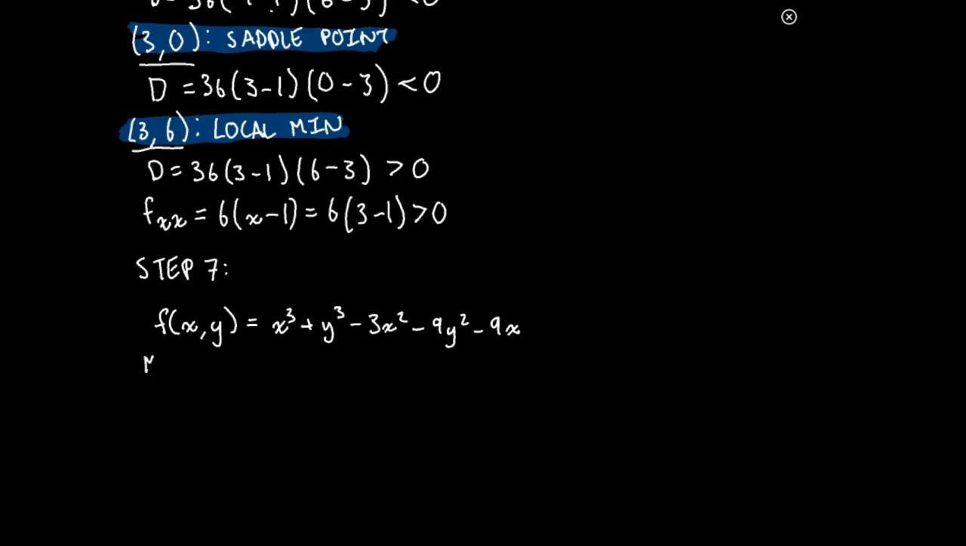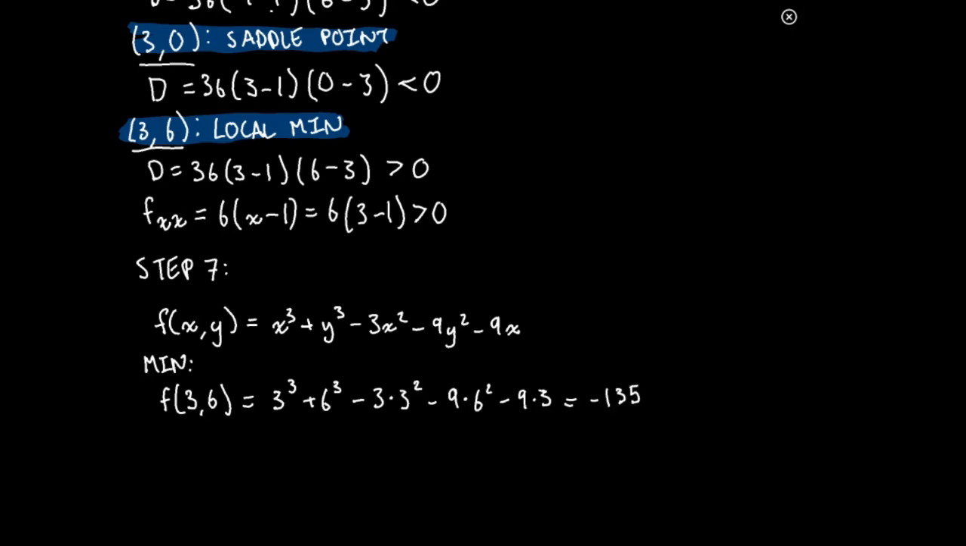So f of (3, 6) is equal to, and then you just plug everything into the equation and solve. For your local minimum, you get negative 135. Okay, so negative 135 at (3, 6). That's part of your answer right there.